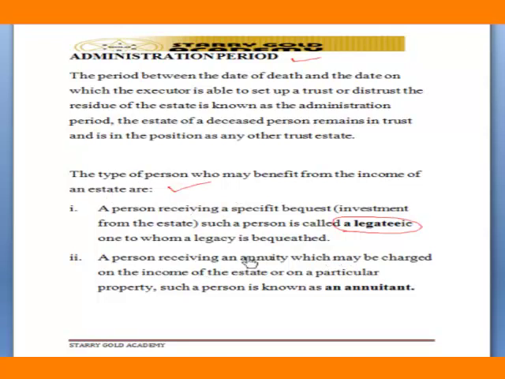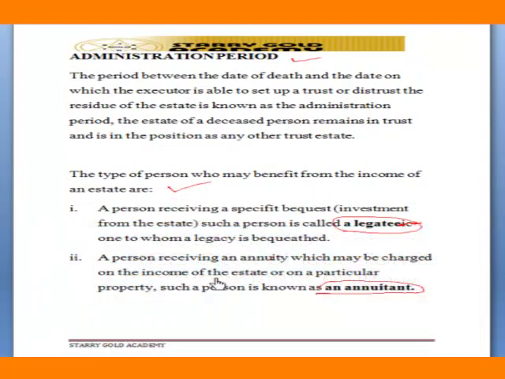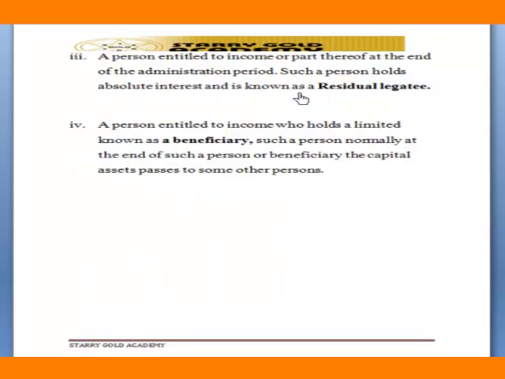After that we have who? Annuitants. Who is an annuitant? An annuitant is a person who receives what we call an annuity, and this annuity will be charged on the income of the estate. All right, he receives an annuity on a yearly basis, a certain amount of money on a yearly basis, and this amount is usually charged on the income of the estate.